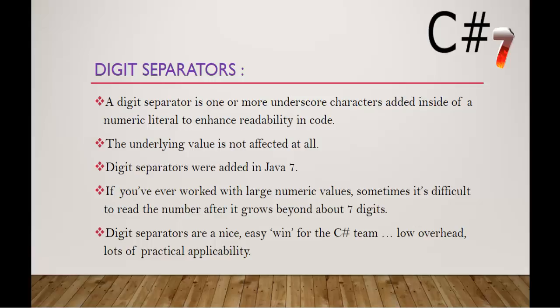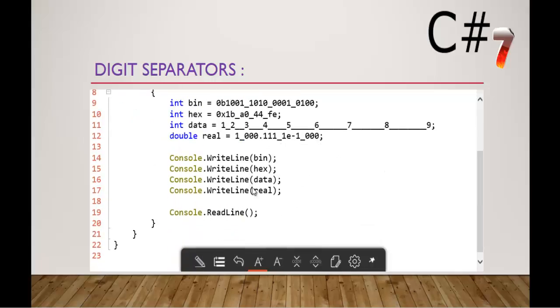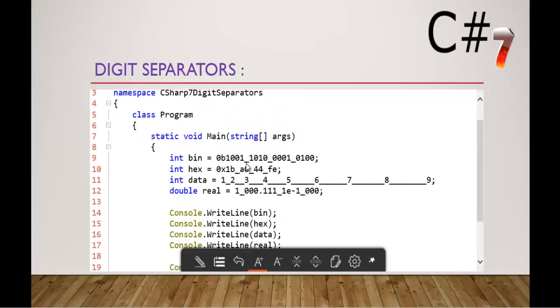Without wasting much time, let me show you a demo of it. Here comes the code snippet. You can observe I have a binary number variable, a hexadecimal, a variable called data of type int, and a double variable called real, and I'm printing them. This is a binary number, so I am separating each 4 digits by an underscore such that it improves the readability of my program. Similarly I've done it for all the others.